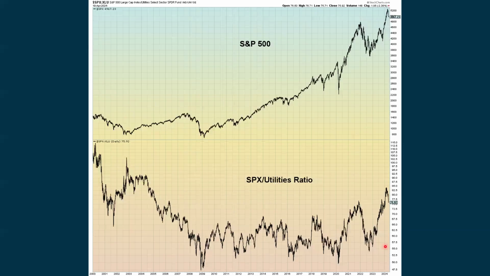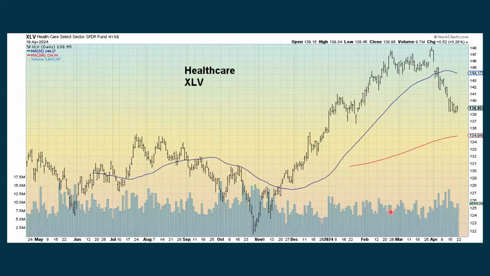And then we do a ratio between the S&P and utilities. When this is going up, typically the S&P is going up. Now this is starting to go down as the S&P has been under pressure.